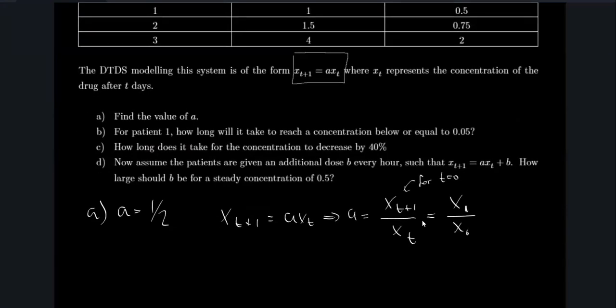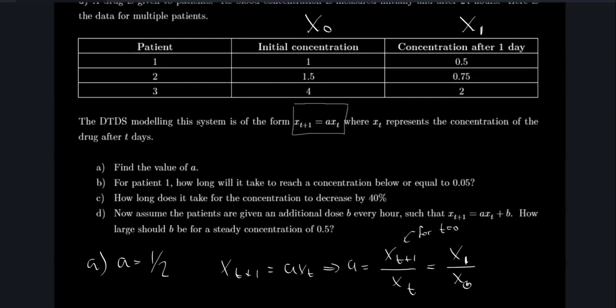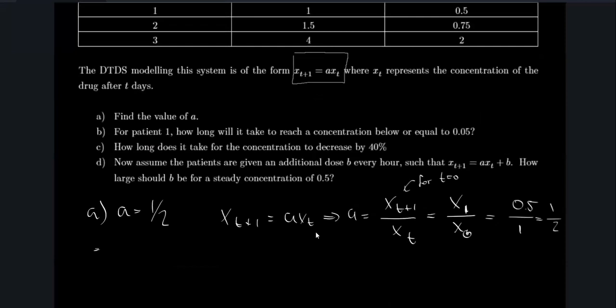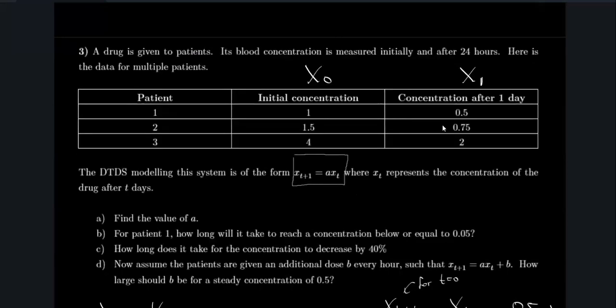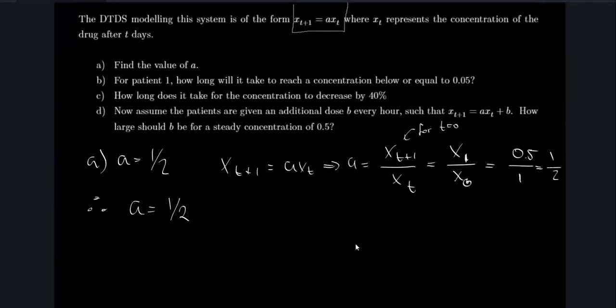So you take x1 over x naught, and you take any patient, say the first one, 0.5 over 1, and I get my value of a is 1/2. Either way, however you want to calculate it, if you spotted it, good. If not, this is how you do it. You can calculate pretty easily that a is 1/2 because the model is so easy: x of t plus 1 is equal to a times x of t. Solve for a. A is just the ratio of these two values, and you just need two points. We pick these two points because they're the points given to us, and we find what a is.